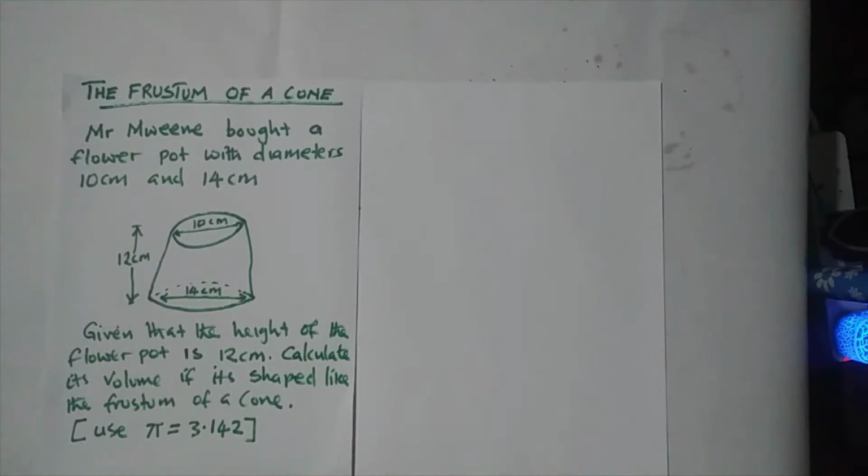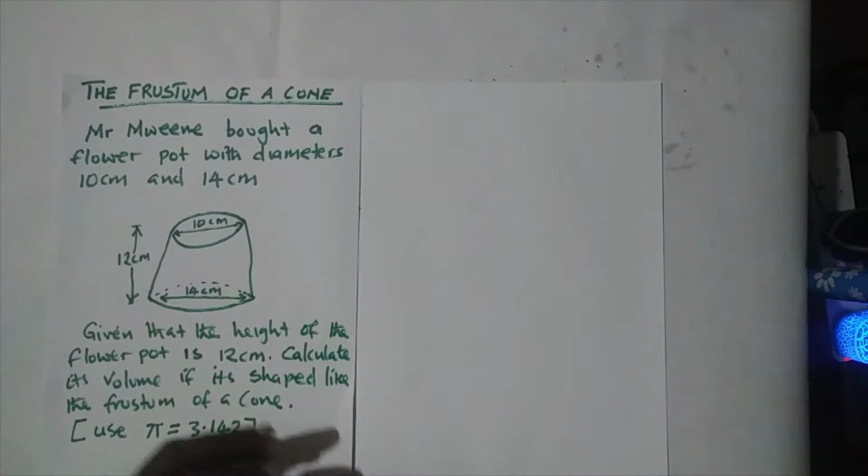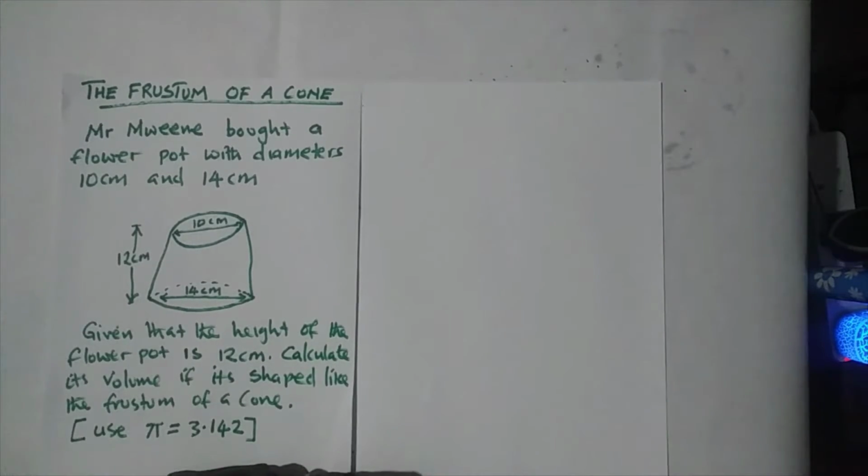This time we are going to look at the volume for the frustum of the cone. We already looked at how to calculate the volume for the frustum of the pyramid, but this time we have the frustum of the cone. And so there's a question here, an example that we are going to use.